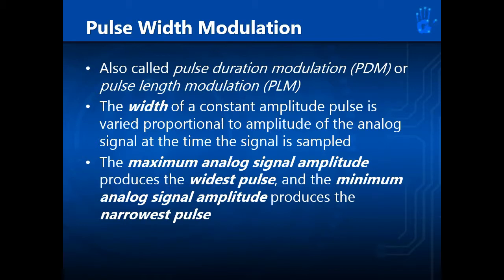Pulse width modulation. Pulse width modulation, also called pulse duration modulation or pulse length modulation. The width of a constant amplitude pulse is varied proportional to amplitude of the analog signal at the time the signal is sampled. The maximum analog signal amplitude produces the widest pulse, and the minimum analog signal amplitude produces the narrowest pulse.